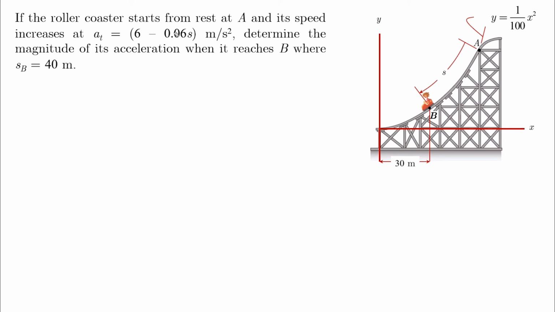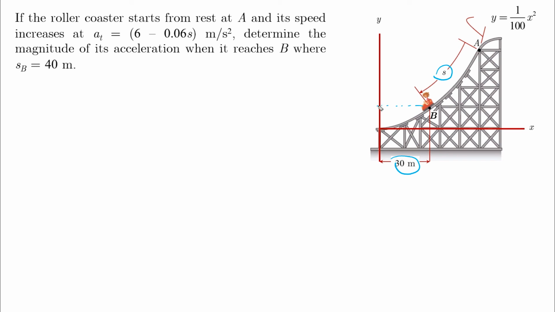Note here that SB is not x. SB is the curved distance from point A to point B. And you are given also the value of x, which is 30 meters, and y as a function of x, so you can find the value of y if required.